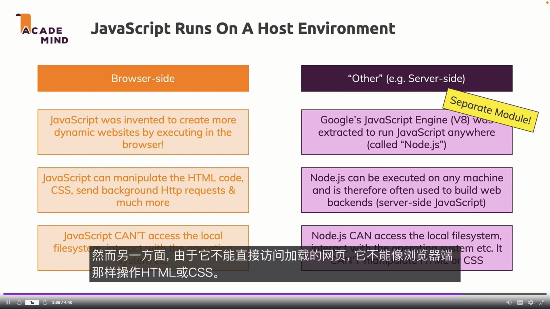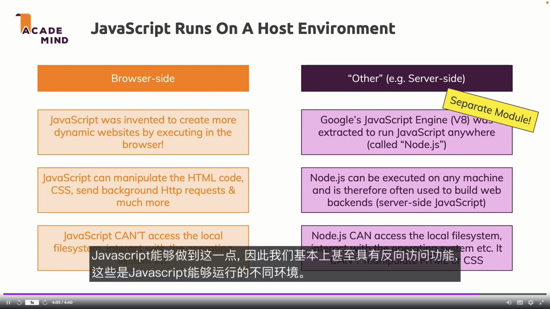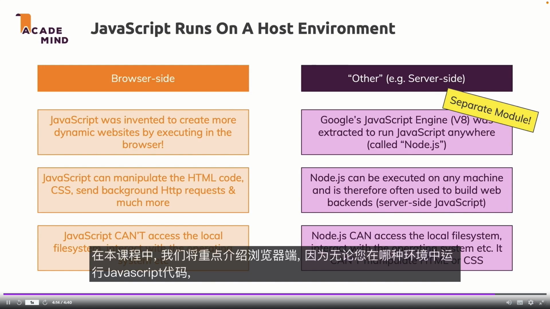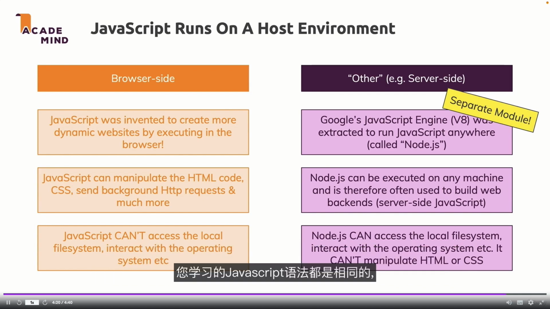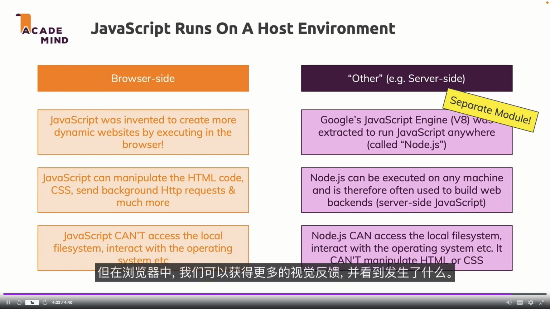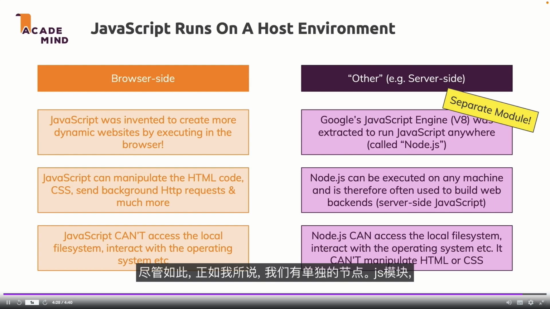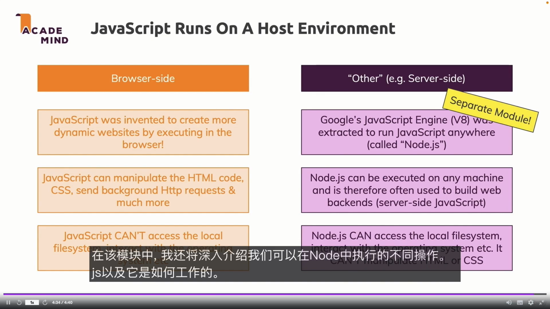However, on the other hand, since it doesn't have direct access to the loaded web page, it can't manipulate HTML or CSS like browser-side JavaScript is able to do. So we basically have inverse access capabilities here. And these are the different environments where JavaScript is able to run. Now in this course, we'll focus on the browser side because the JavaScript syntax you learn will be the same no matter in which environment you run JavaScript code. But in the browser, we simply have more visual feedback and can see what happens. Nonetheless, as I said, we have this separate Node.js module later in the course where I'll also dive into the different things we can do in Node.js and how that works.